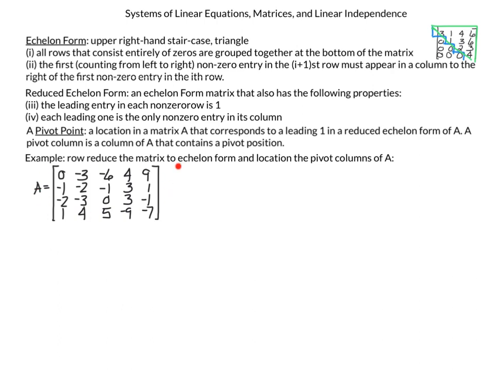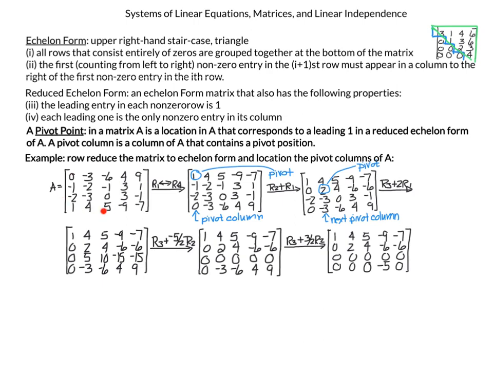We're going to row reduce the matrix to echelon form, and then to reduced echelon form, and then locate the pivot columns of A. Our matrix A consists of the first row 0, -3, -6, 4, 9. The second row, -1, -2, -1, 3, 1. The third row, -2, -3, 0, 3, -1, and the fourth row, 1, 4, 5, -9, -7.